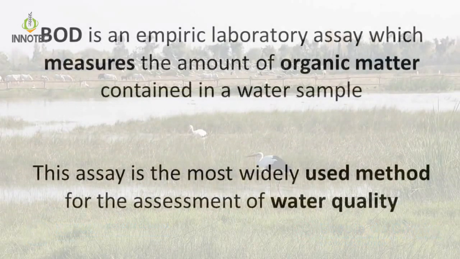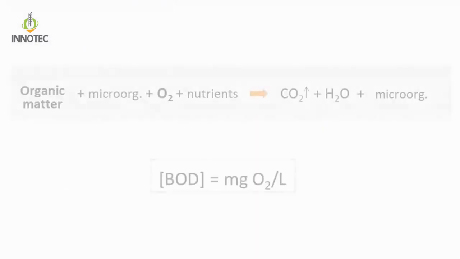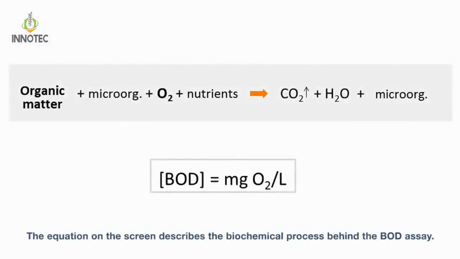The biochemical oxygen demand is an empiric laboratory assay which indirectly measures the amount of organic matter contained in a water sample. This assay is the most widely used method for the assessment of water quality. The equation on the screen describes the biochemical process behind the BOD assay.